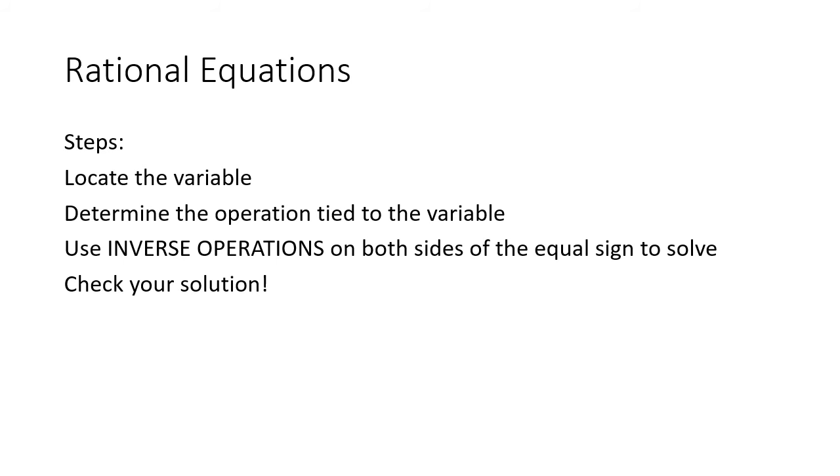Okay, the last part of your notes, we were talking about rational equations. These happen to be equations with rational numbers: fractions, decimals, whole numbers, natural numbers. They're all included. The steps are the same. Locate the variable, determine the operation tied to the variable, add, subtract, multiply, or divide. Use inverse operations, opposite to undo, on both sides of the equal sign to solve. Check your solution. Let's try some of these.